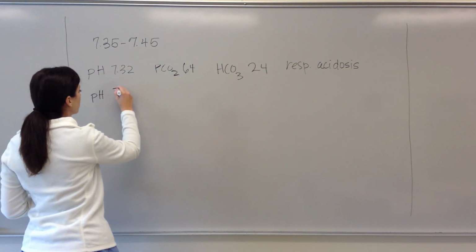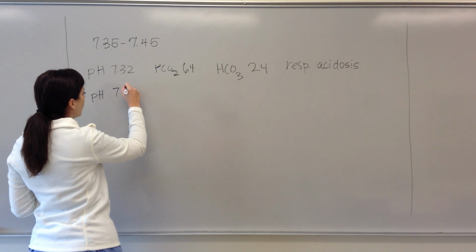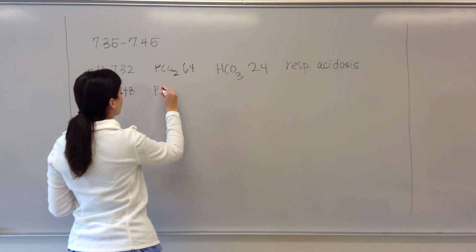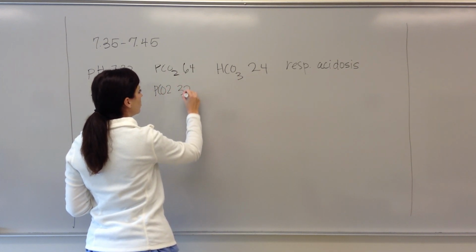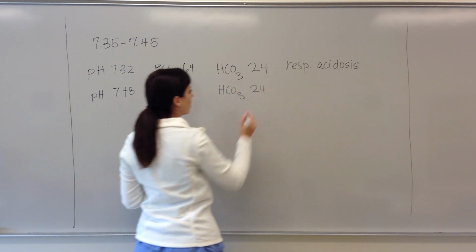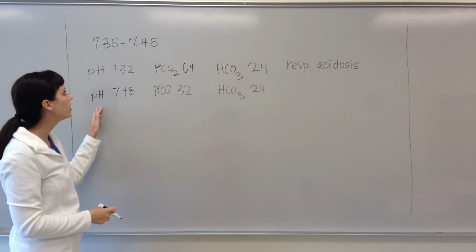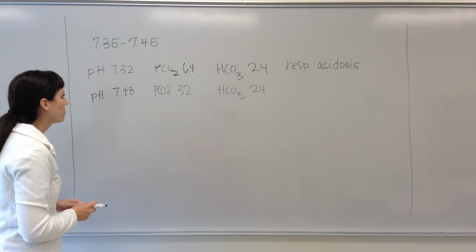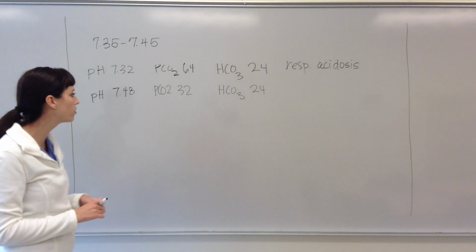In this instance, the pH is going to be 7.48. The PCO2 will be 32, and the bicarb will be, again, 24. So we'll start with our pH, 7.48. It's greater than 7.45, meaning that the primary acid-base imbalance is alkalosis because it's higher than 7.45.